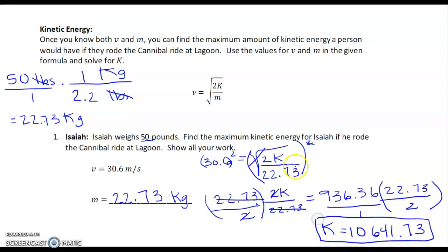Okay, so basically you're just substituting in for the velocity and the mass and then solving for K. All right, so hopefully that will get you started. Reach out if you're still feeling confused, and good luck.